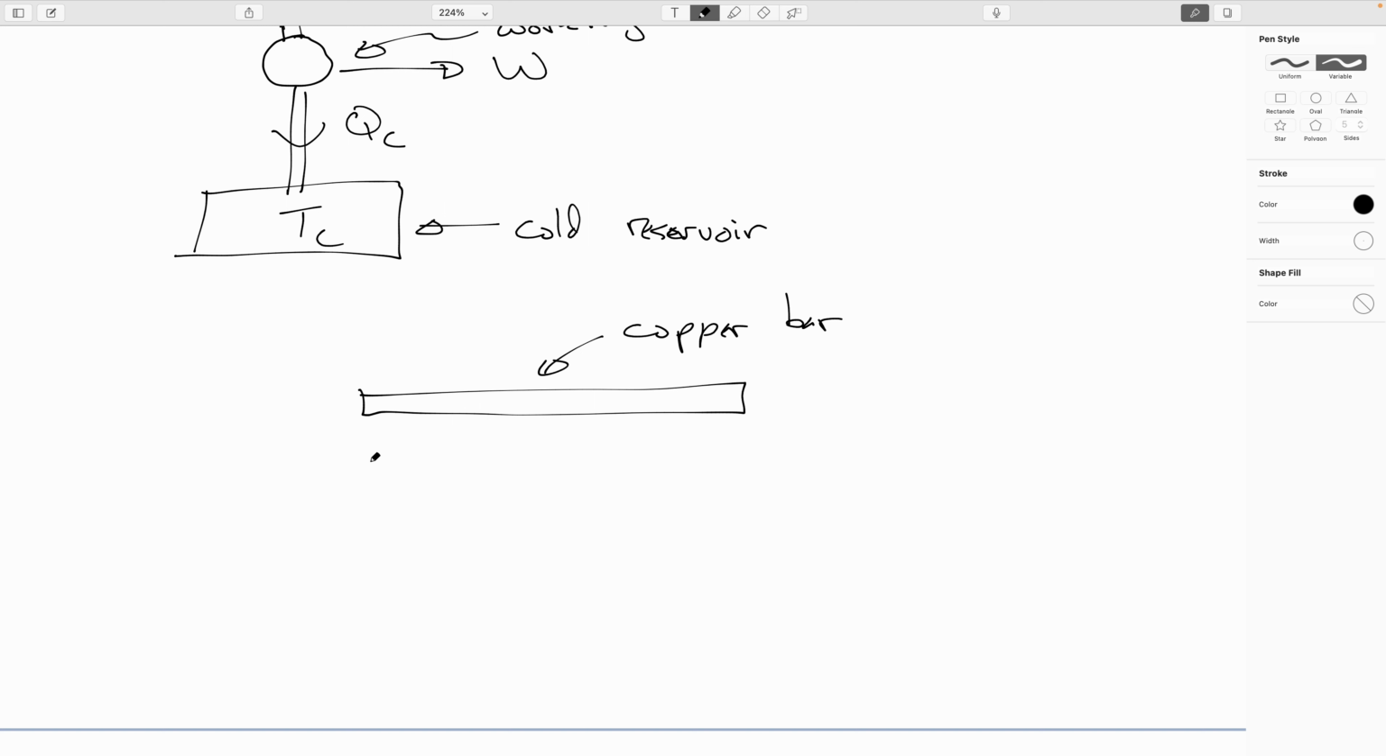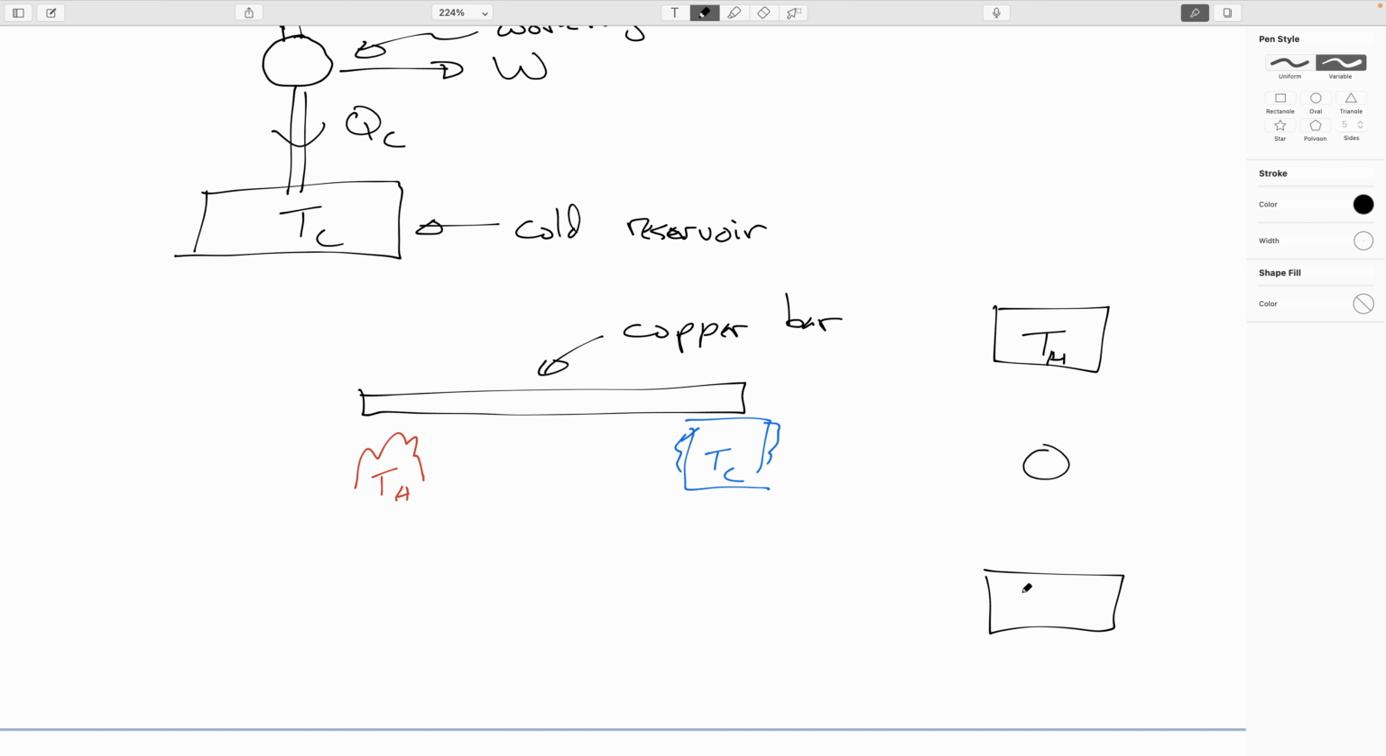So on one end, we can have a Bunsen burner running, like so, at some temperature T hot. And on the other end of my copper bar, I've got a block of ice that I'm melting. And so we're maintaining that at T cold. If I were to draw an energy transfer diagram for this, it would look like this: T hot, working substance, T cold. You always draw these.